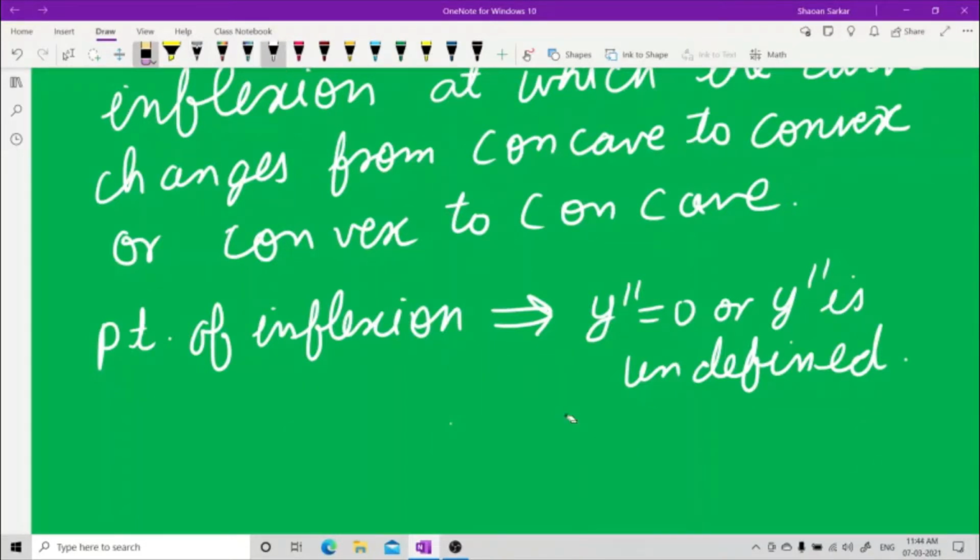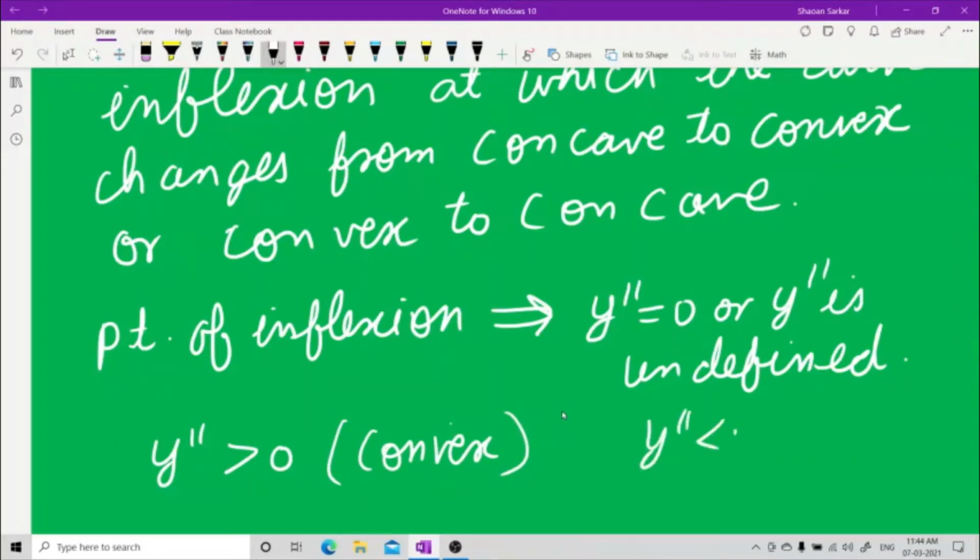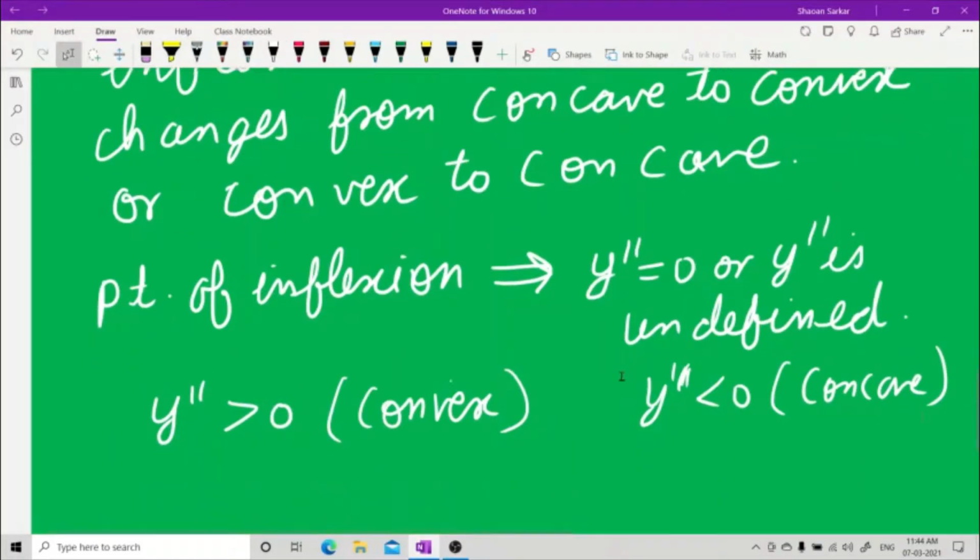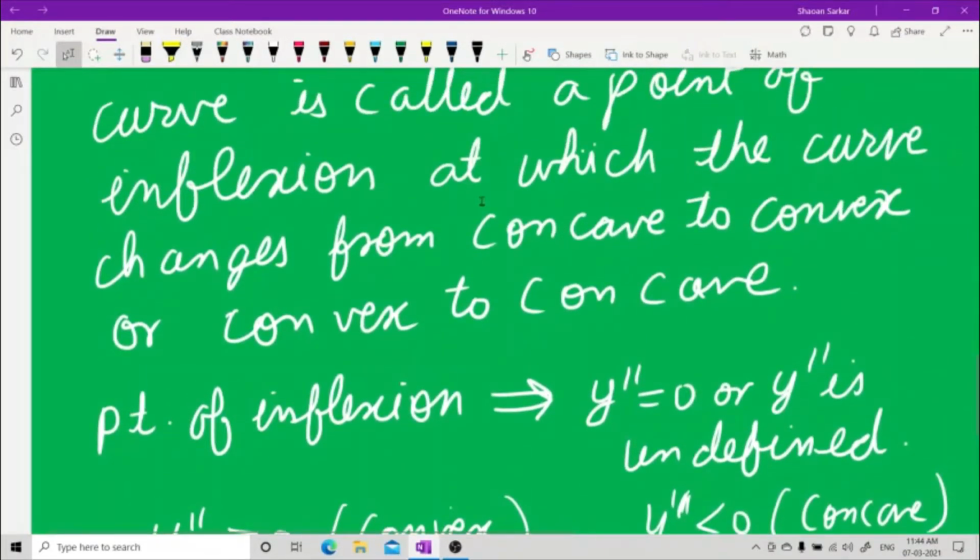Point of inflection means basically either y double dash greater than 0, which means the curve is convex, as I told you in my earlier video, or y double dash less than 0, which implies the curve is concave. This is the idea of convex and concave. Let us see what I mean by saying this: concave to convex and convex to concave.